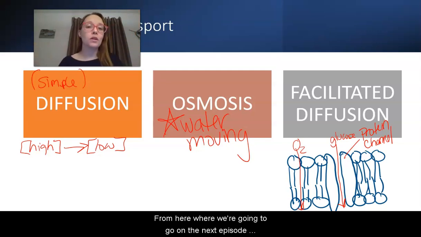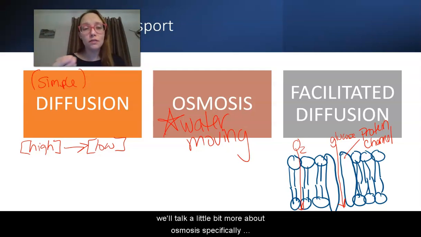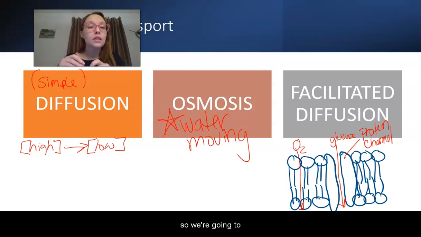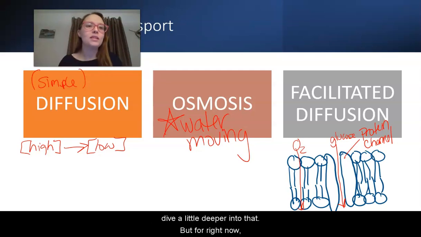From here, where we're going to go, the next episode, we're going to talk a little bit more about osmosis specifically because it's a very, very common occurrence in cells. So we're going to dive a little deeper into that. But for right now, we're going to pause there and do a little practice.